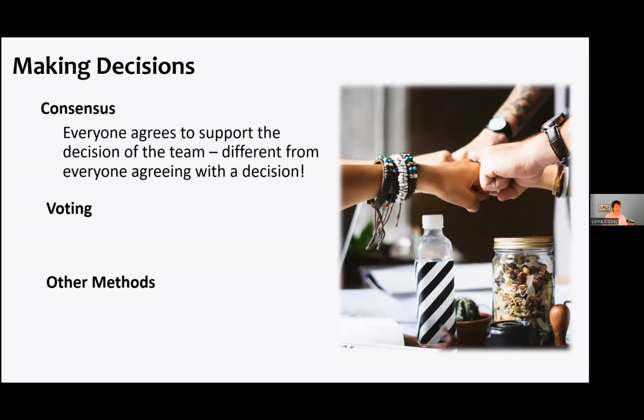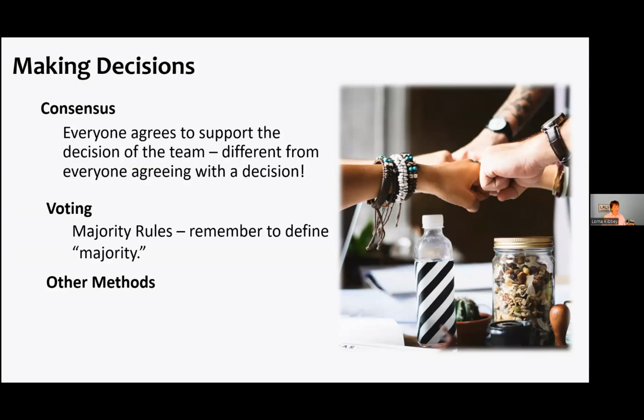And the first thing is to come to consensus. And I talk about consensus because I think a lot of people have a misunderstanding about what consensus is. Everyone agrees to support the decision of the team, which is different from everyone agreeing with the decision, right? It's very rare for us to be able to get everyone to agree with the decision. So this is everyone agreeing to support the decision of the team. This is the decision we've made. Can you support it? It's possible that we can vote, all right, we're going to vote, and majority rules.